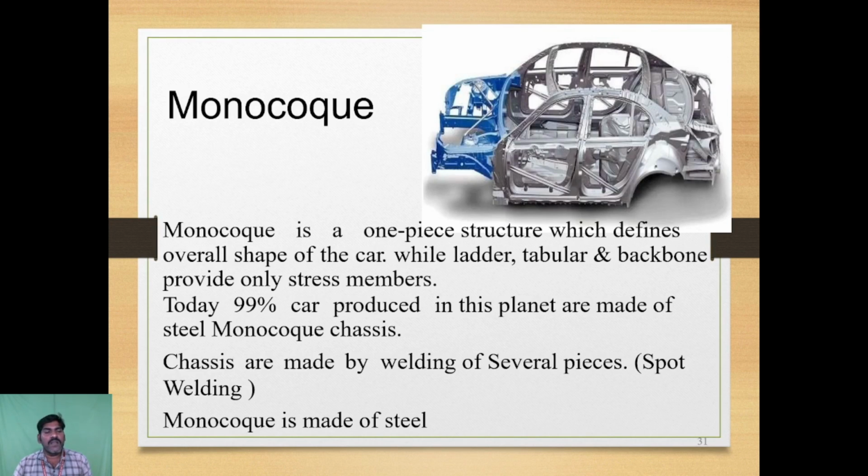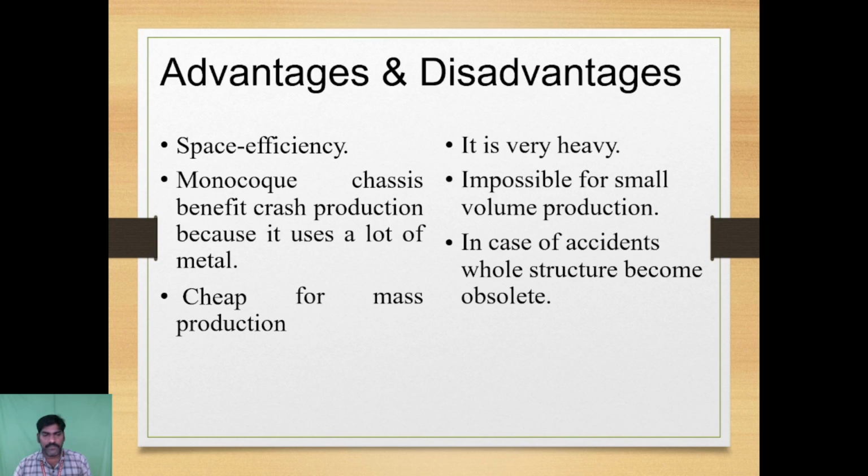Monocoque. A monocoque is a one-piece structure which defines the overall shape of the car, while ladder, tubular, and backbone provide only a stress member. Today, 99% of cars produced on this planet are made of steel monocoque chassis. Second one, the chassis is made by welding of several pieces, spot welding. Monocoque is made of steel.